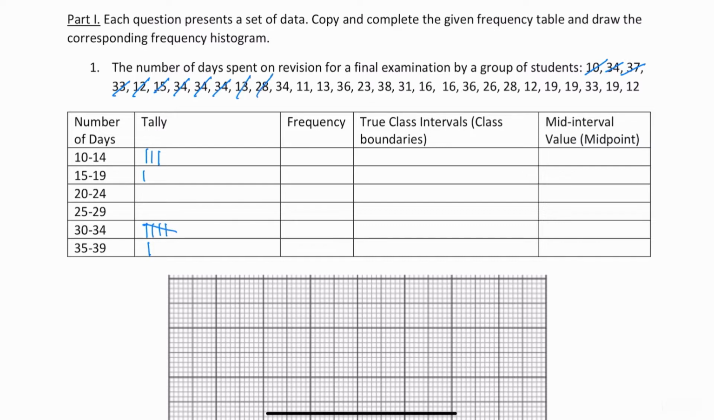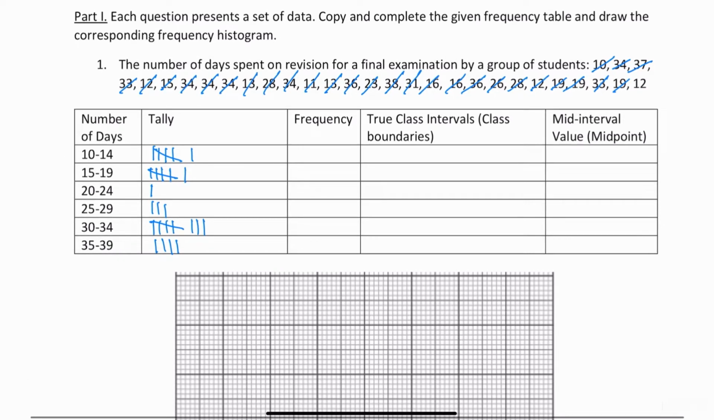13, 28, 34 again, 11, 13, 36, 23, notice how I'm crossing them out as I use them, 38, 31, 16, 16, 36, 26, 28, 12, 19, 19 again, 33, 19, and 12.